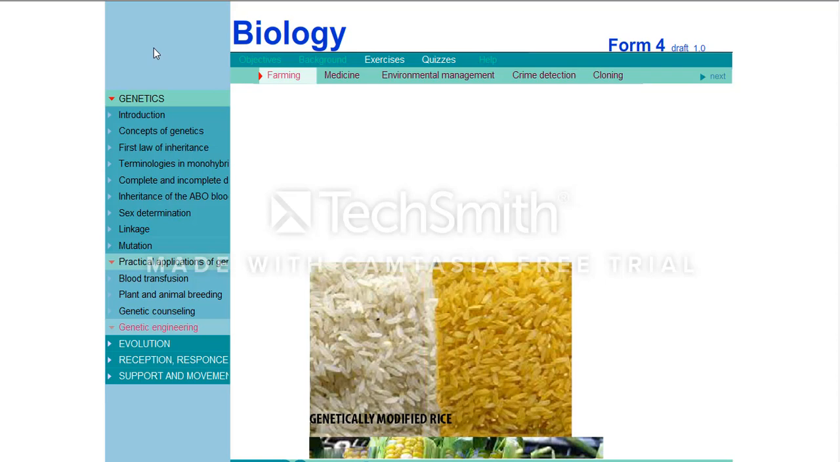Farming. Genes for production of desirable characteristics have been isolated and transferred into plants. These features include a gene for synthesis of vitamin A, which has been transferred to rice in regions where rice is the only staple food. The photograph shows genetically modified rice.